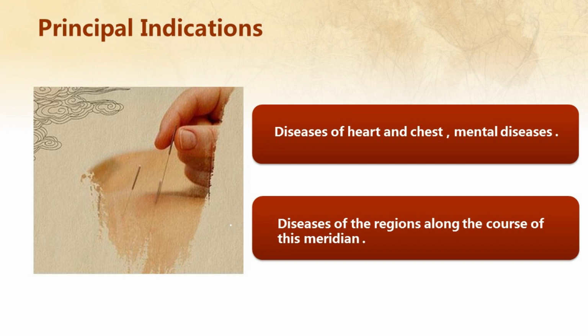Next, let's start to learn the principal indications of the heart meridian of hand, Shao Yin. Diseases of the heart and the chest, mental diseases such as wakefulness, coma, and so on. Diseases of the regions along the course of this meridian, such as the pain in the medial and the posterior border of the forearm.